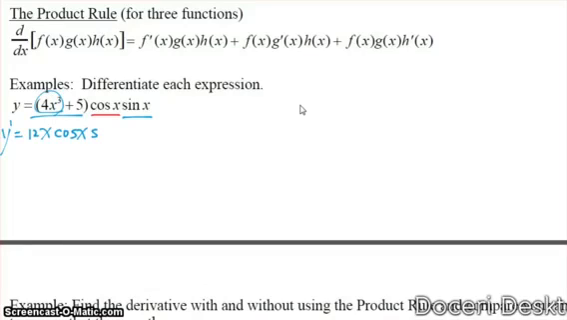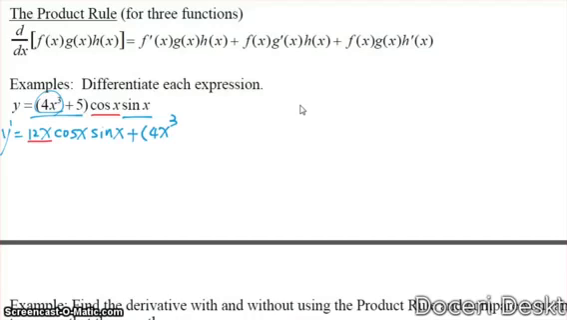Sine, we don't touch. So this is the only term that we're taking the derivative of, plus the second one. Now we don't touch the first term, so we're going to put down parentheses and lay down everything that we just wrote down.